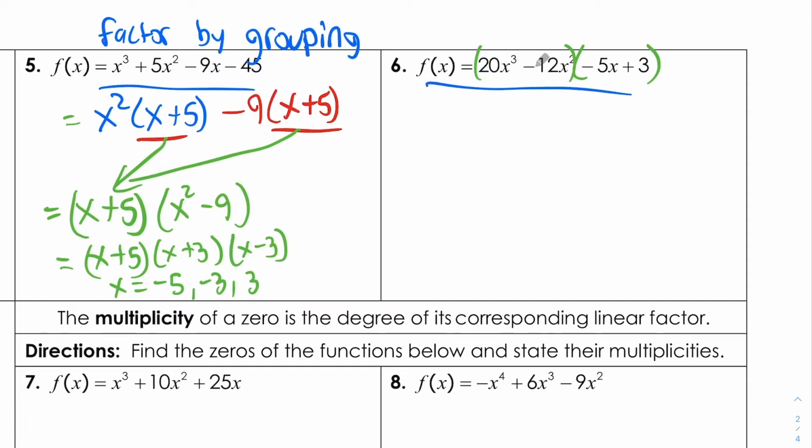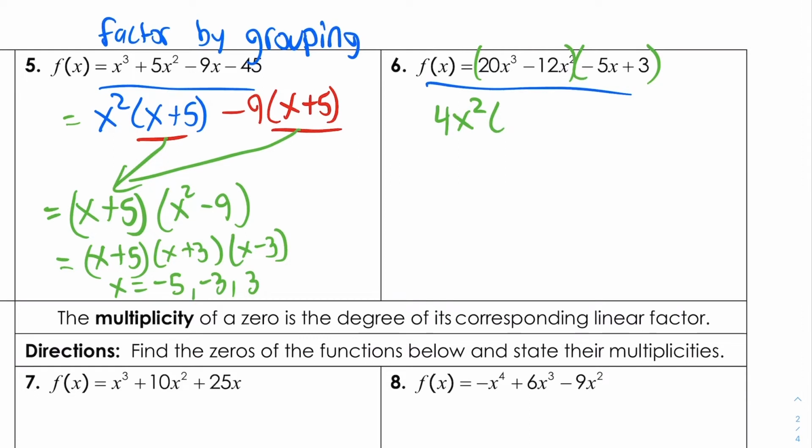From the 20x cubed minus 12x squared, we can factor out an x squared. And the 20 and the 12, what do those have in common? 20 can be from a 5, but 5 doesn't fit into 12. 20 can come from 4, and 4 can multiply to make 12, so let's factor out a 4.